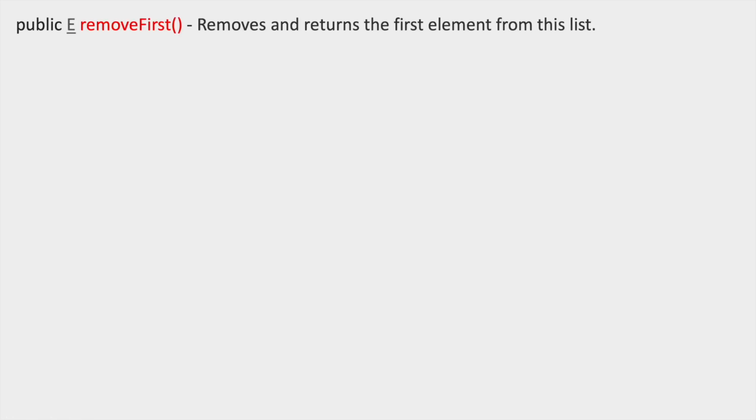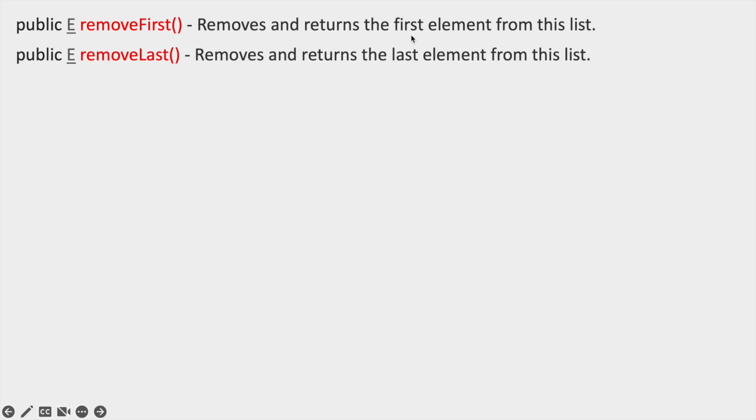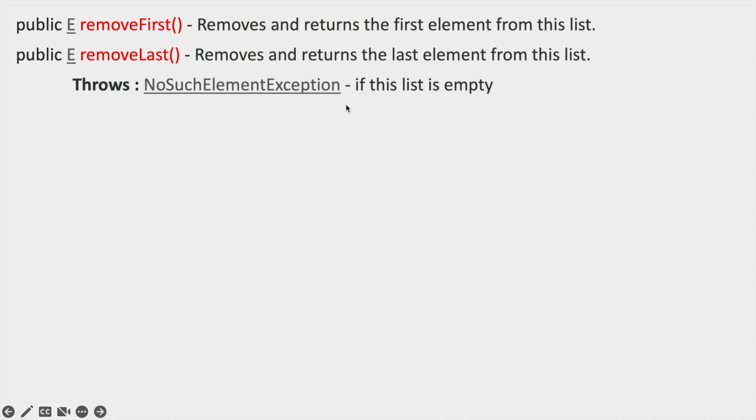And the next method is the removeFirst method. By using this method, we can remove the first element, and this method returns whatever element it removed. And the removeLast method, by using this method we can remove the last element of the list, and this method returns whatever element it removed. This method may throw NoSuchElementException if the list is empty.